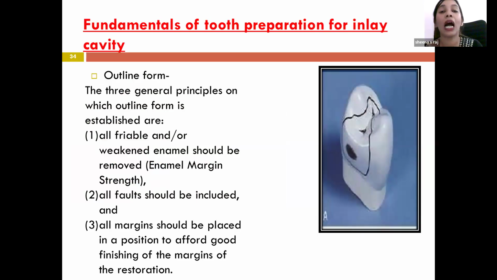So talking about the first step, that is the outline form. In the outline form, all the fragile and weakened structures should be involved first. Second, all the faults should be included. Third, the margin should be placed in such a manner that it affords very good finishing of the margin. So these three important things you have to write when you write the outline form.